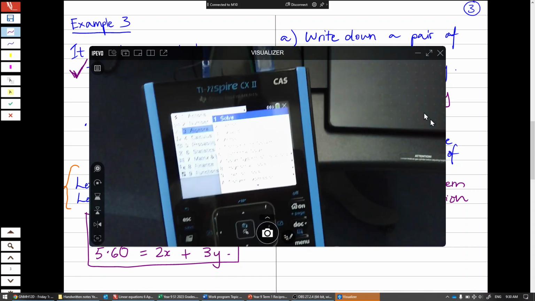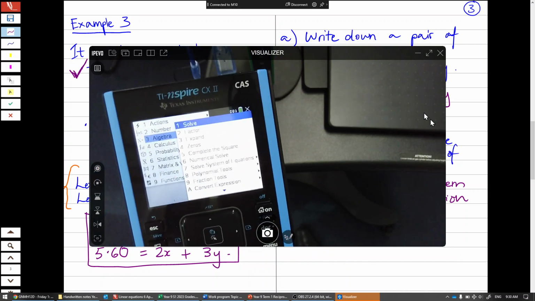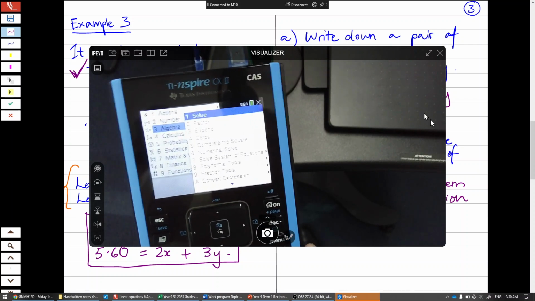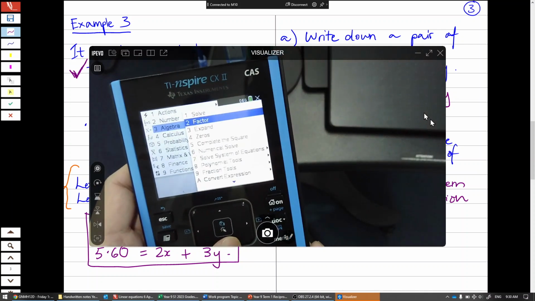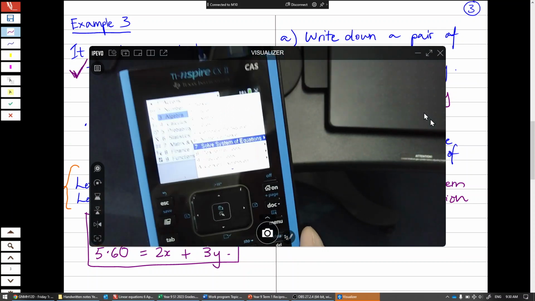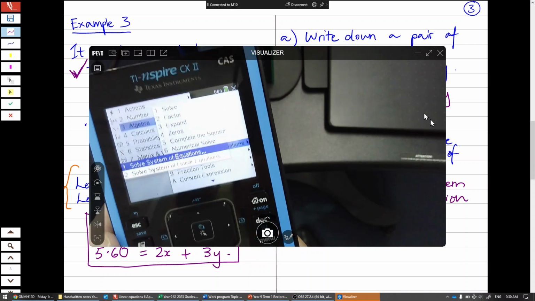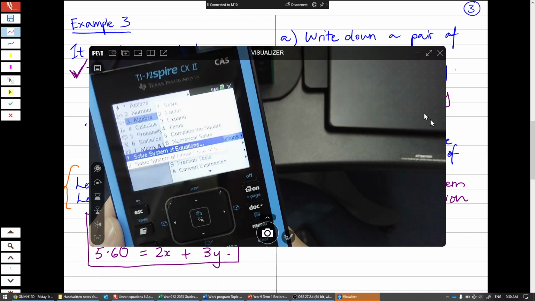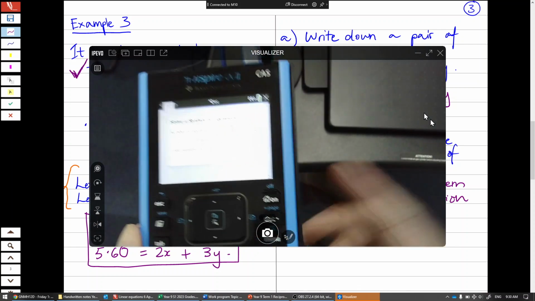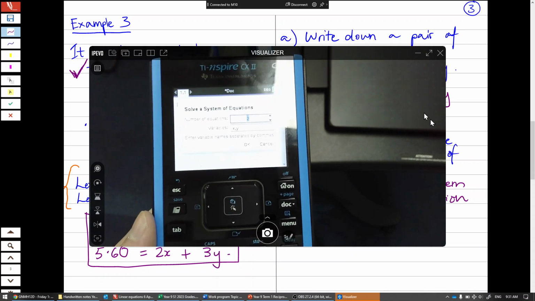Okay, so from a new document, you add a calculator, then you press menu, then you go to the third option, algebra, then you go to the 7th option, solve system of equations. It doesn't matter which option you pick after this. I'll just go with the first one. You need 2 equations.